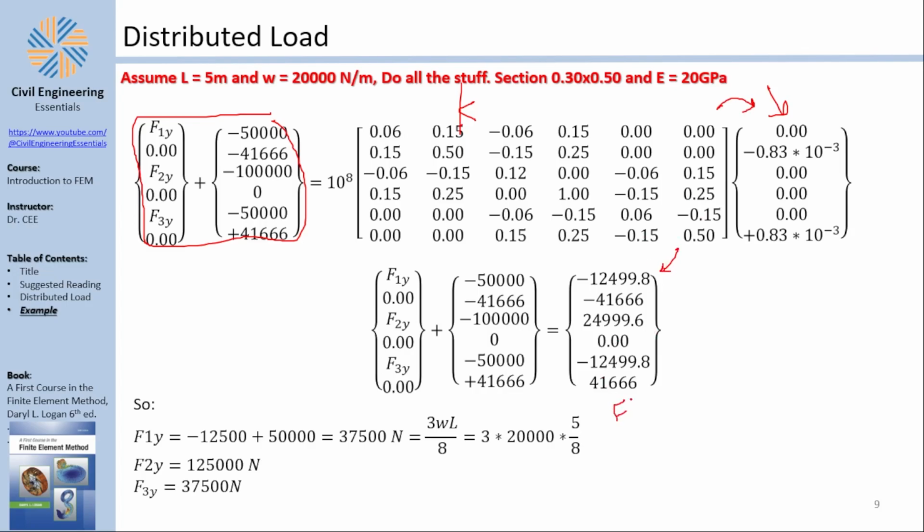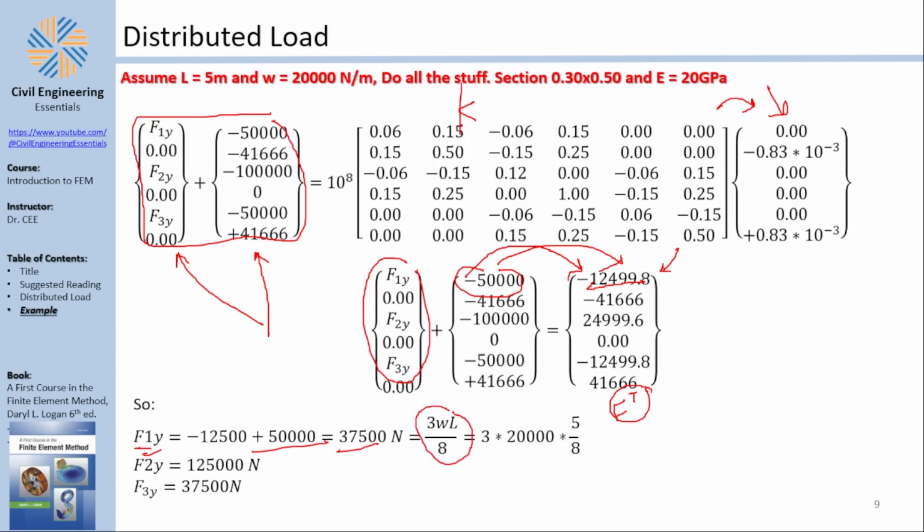This vector is the force total. This vector is not the nodal forces and not the equivalent forces, but it's a mix and mash of two of them. Now, you can basically find the nodal forces by taking this entire vector and saying negative. So for example, F1y equals negative 12,500 positive 5,000, because negative 5,000 when you go to the other side becomes positive, is 37,500, which coincides with the result 3WL/8 from the reference.